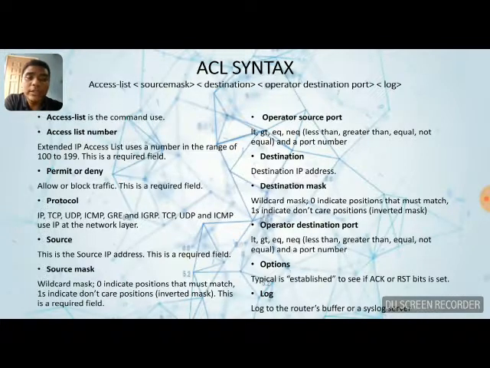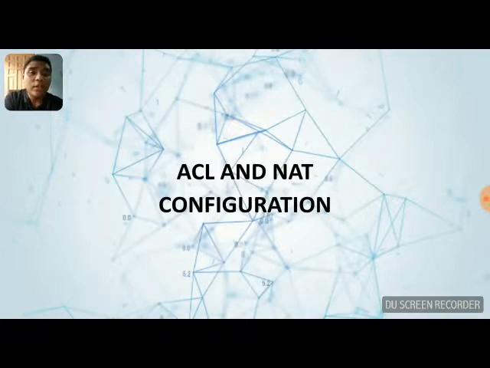The next command is destination. Destination is to show the destination IP address. Destination mask is almost the same as the source mask. The function is the wildcard mask. 0 indicates positions that must match. 1 indicates don't care positions. Operator destination port is the same as the operator source port. Options command is to see if ACK or RST bits are set. Log is to log to the router's buffer or a syslog server.